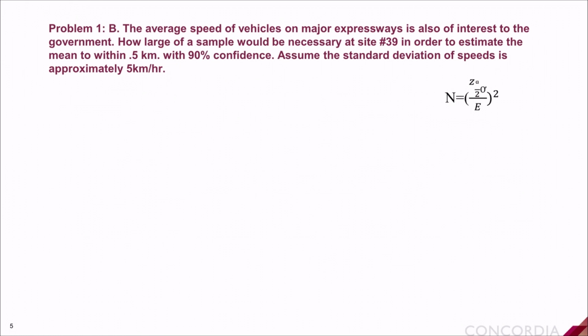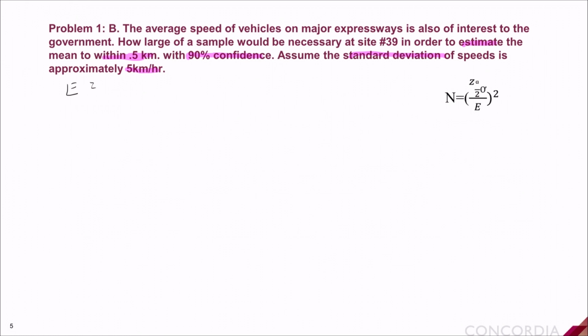Again, before we begin, let's highlight the information they give us. They tell us the standard deviation this time is 5 kilometers per hour. They tell us they want to estimate within 0.5 kilometers, which is our margin of error, or our E. And they tell us the confidence level is 90%. Therefore, let's write these values.